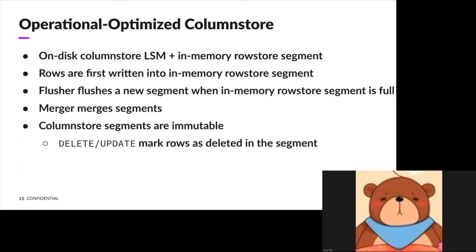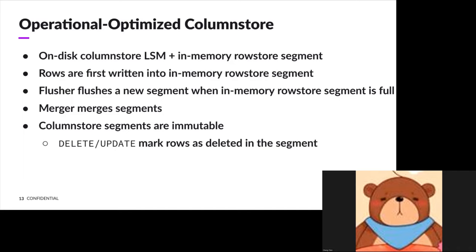So let's look at how this is implemented. Each SingleStore table has an in-memory load store segment to store small writes and avoid creating small sorted runs across many files. Loads are first written into the in-memory load store segment. A background flusher periodically flushes loads from the in-memory load store segment to a new column store segment. A background merger merges column store segments incrementally to maintain a logarithmic number of sorted runs.